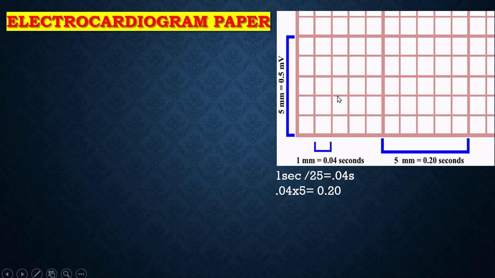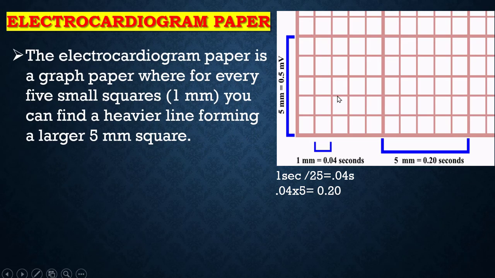Electrocardiogram paper. The electrocardiogram paper is a graph paper where for every 5 small squares of 1 millimeter you can find a heavier line forming a large 5 millimeter square. Here you can see the vertical lines and the horizontal lines. Both have heavier lines and smaller, lighter lines.